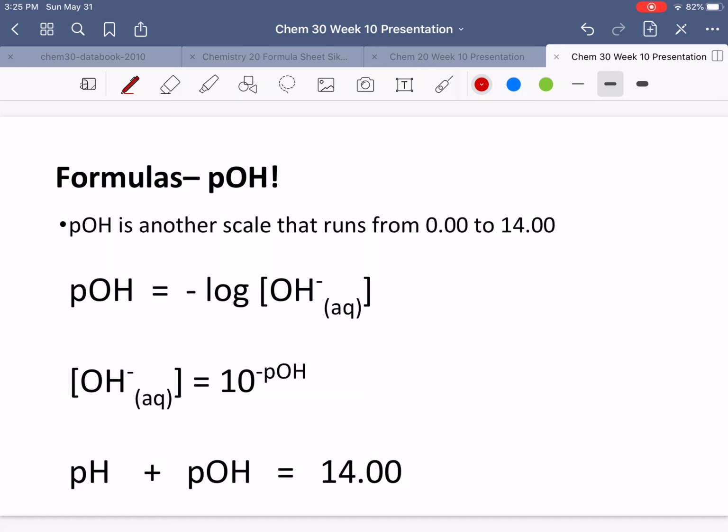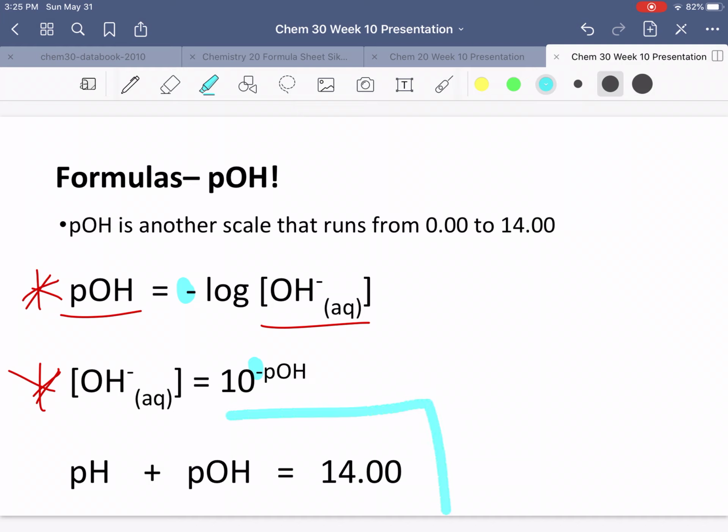And these formulas, honestly, are super logical too. They're the exact same as pH, except we are using pOH and hydroxide in replacement of hydronium. Okay? Otherwise, same. Still pay attention to those negatives, please. Makes a huge difference in your answers.